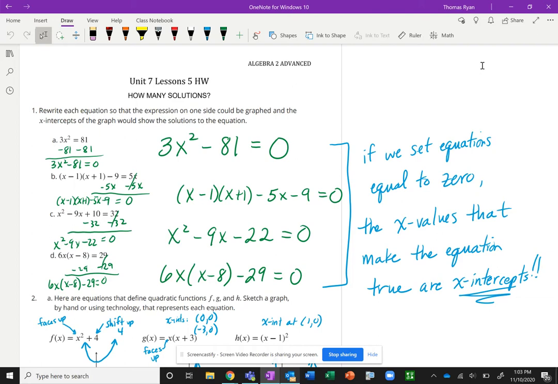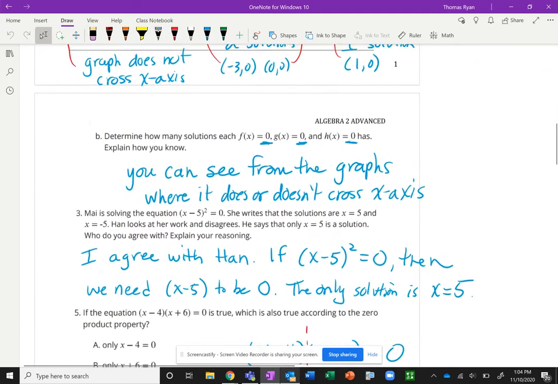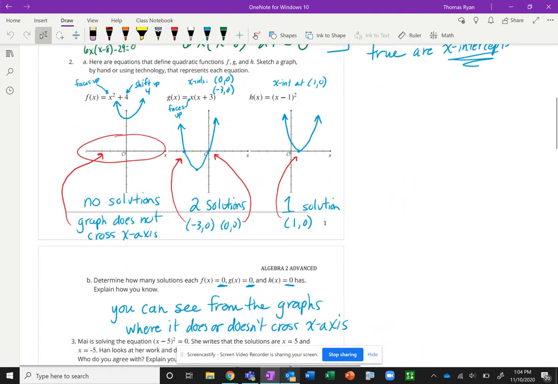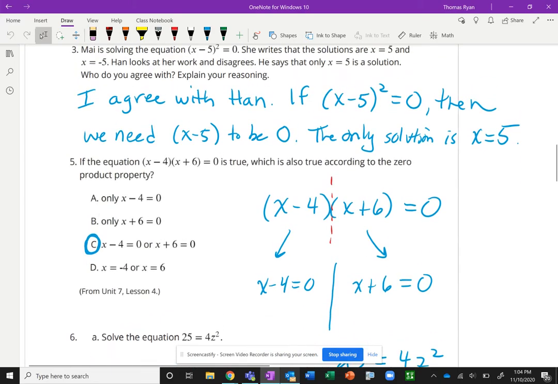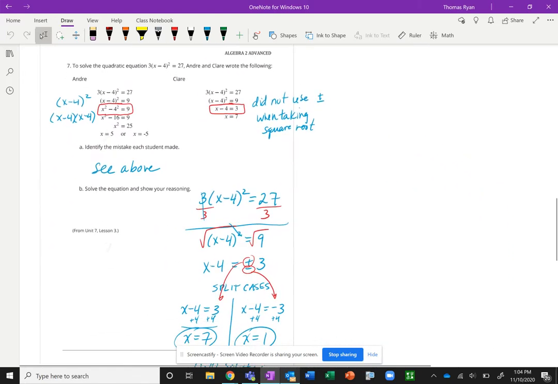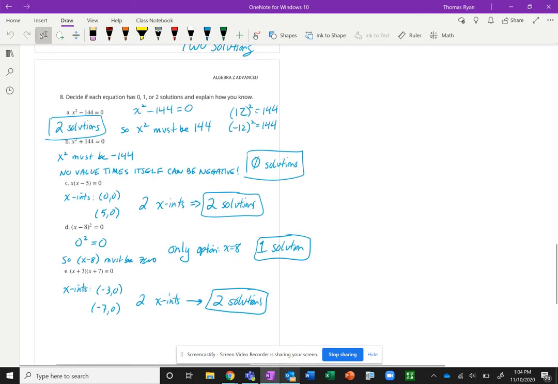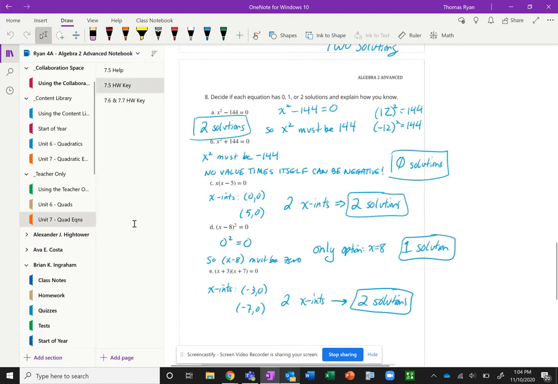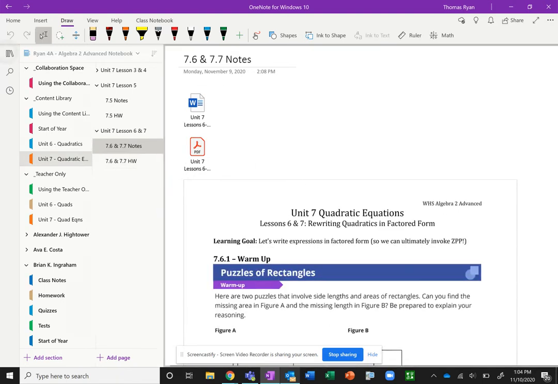All right, so let's access our 7.5 homework, and I'm going to go through and give you guys a snapshot of each problem. Okay, so let's get to it.